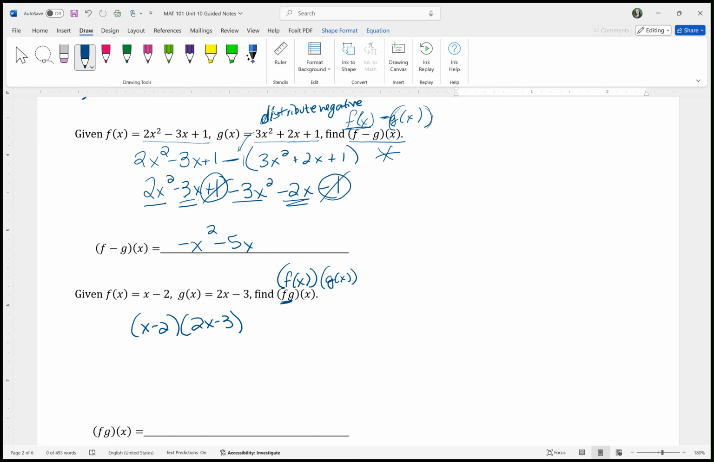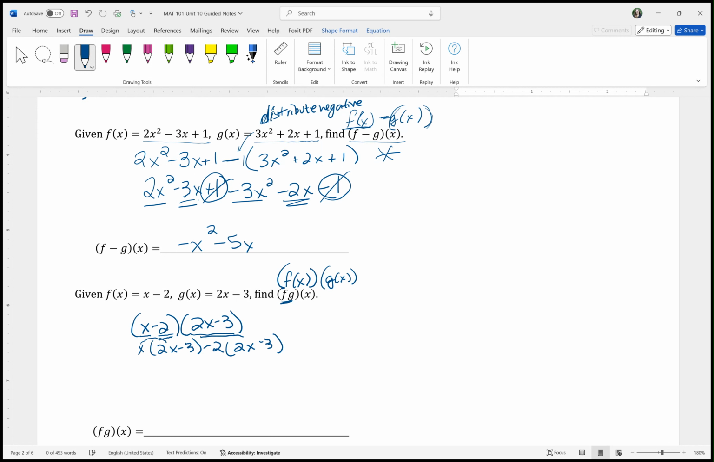I'm going to use double distribution, which is basically backwards factoring. Okay, so we're going to take the first term, x, multiply it by 2x minus 3. We're going to take the second term, negative 2, multiply it by 2x minus 3, and then do distribution twice, which is why I'm saying double distribution.